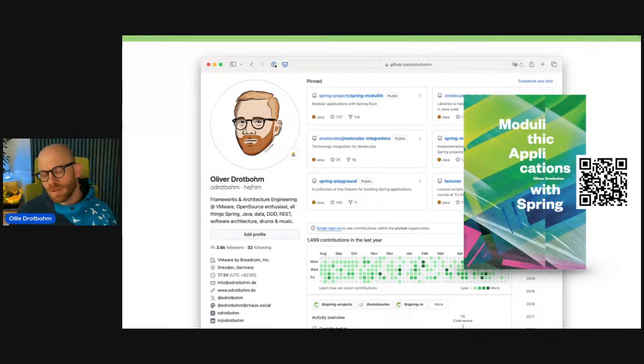It's also basically the talk version of one chapter of the upcoming book, Modulithic Applications with Spring. I'm still arguing it's going to be done this year, but let's see how that goes.